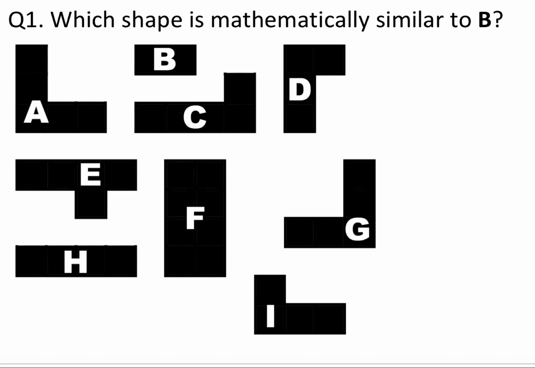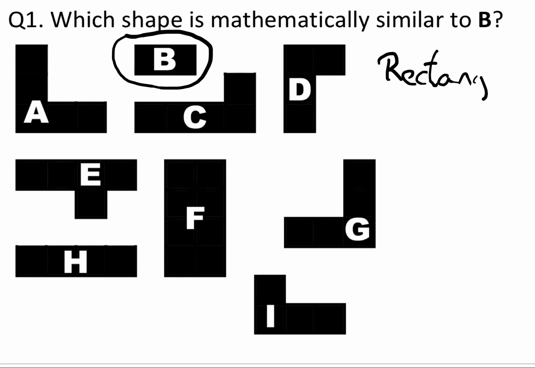Well, we've got a lot of different shapes here. Looks a bit like battleships or Tetris if you look at the different shapes. But they're all slightly different. Let's have a look at shape B. It's this one here. Now, what can you tell me about shape B? It's a rectangle, so let's write it's a rectangle.